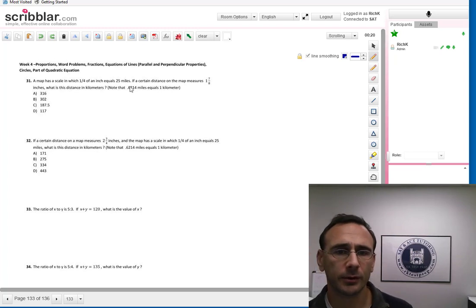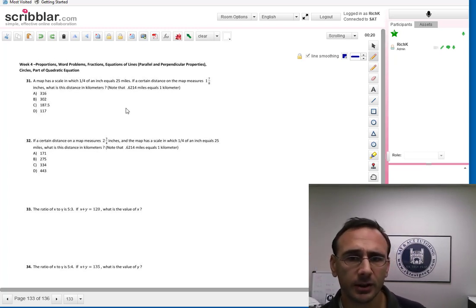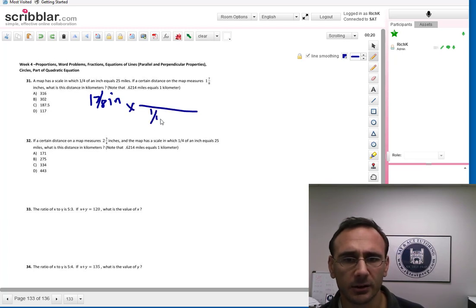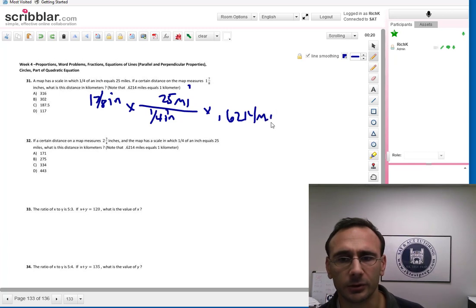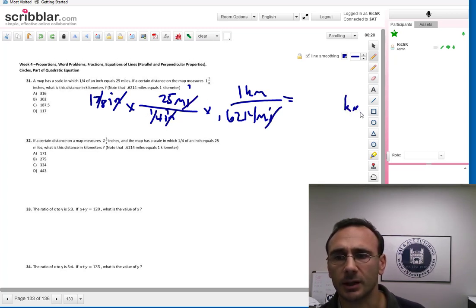Proportions. 1/4 of an inch is 25 miles. If the distance on the map is 1 7/8 inches, what's the distance in kilometers? So the first thing I have to do is multiply that out. Times 1/4 of an inch is the same as 25 miles. And then I can times 0.6214 miles per 1 kilometer. And if I multiply straight across, all my units will cancel and I'll be left with kilometers.